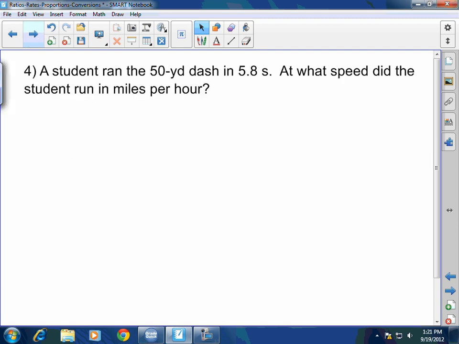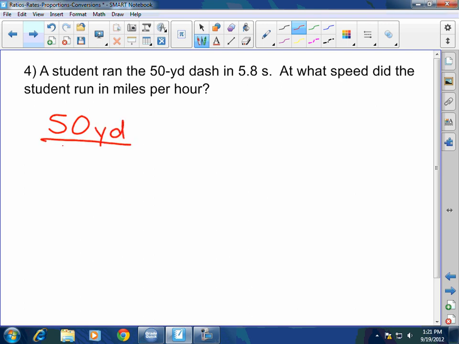Okay, how about this? A student ran a 50-yard dash in 5.8 seconds. At what speed did the student run in miles per hour? Okay, so look at what happens here. I have 50 yards over 5.8 seconds. I need to convert each of these first to miles per hour, guys. So don't stress your lives out. I'm going from yards to miles, right? Because I need miles over hours, right, my brothers?